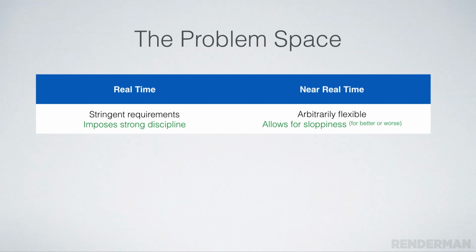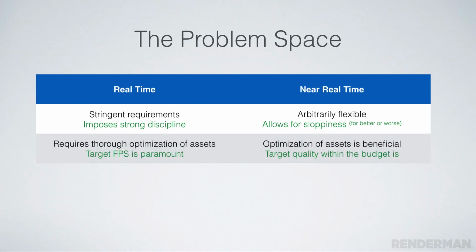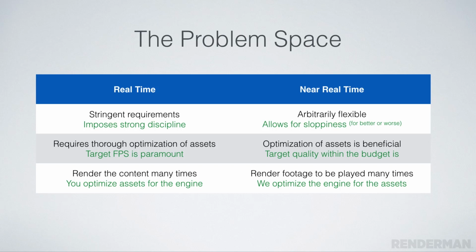And non-real-time solutions are flexible. It allows artists to be sloppy when they have to. For example, when they need to create a new scene today, render it tomorrow, and never see that asset again. In real-time rendering, asset optimization is absolutely essential, while for us it is beneficial, but not really key. If you strive for real time, it's because you want to render something many times. And we don't. Our industry renders something once and plays that back many times. It's a very different type of requirement.